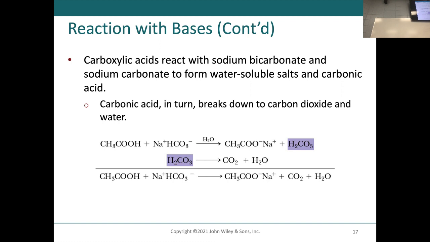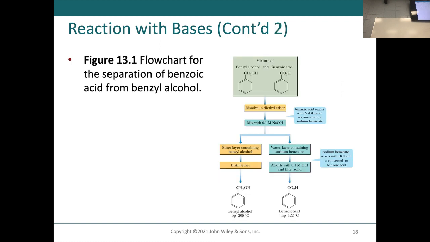Okay, let's skip that. And then the last thing we'll talk about today is you can actually use this to your advantage to separate carboxylic acids from other compounds. We already talked about this in terms of how we can separate amines. Remember when we talked about the separatory funnel? But you can do that here for carboxylic acids as well.